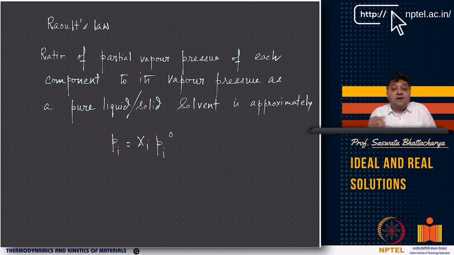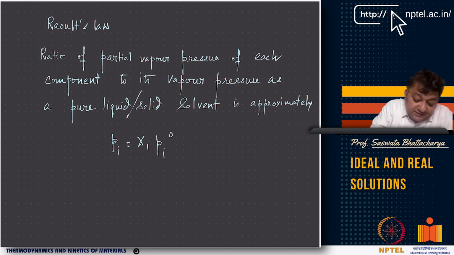When you look at a gas dissolved in a liquid solution or a solid solution, or basically if you have a solvent which is a liquid or a solid, and then you have a gas that is dissolving in this liquid or solid, then we can write that the ratio of the partial vapor pressure of each component to its vapor pressure as a pure liquid or solid solvent is approximately this. So basically Pi is 0. So basically what we are saying is, this is the vapor pressure of component I when it's a pure solvent.